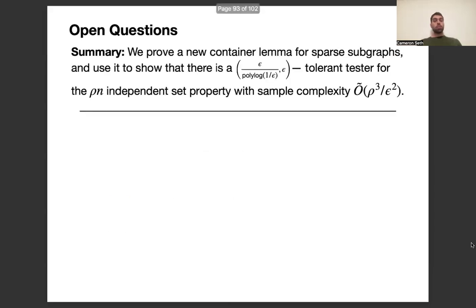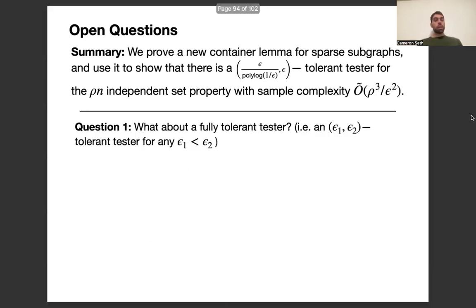Okay, just to summarize, we proved this new graph container lemma for sparse subgraphs, and we used it to show a tolerant tester where epsilon 1 is roughly on the order of epsilon 2, with sample complexity that matches the sample complexity of the best tester in the standard setting.